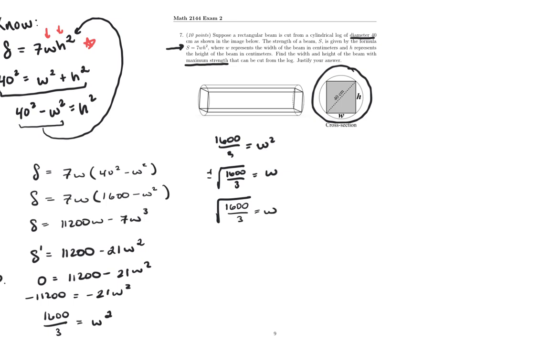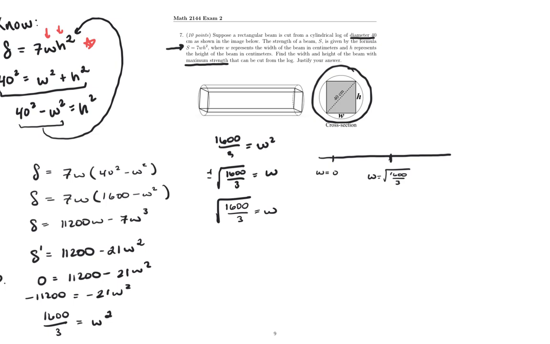And now I need to verify that this is in fact the maximum value in terms of the strength, right? That I need to verify that this is the high. So I'm going to use the first derivative test, and here W is equal to the square root of 1,600 divided by 3. Clearly, what are my bounds? Well, W cannot be less than 0, right? So I can stop at W equals 0. It wouldn't make sense for W to be negative.